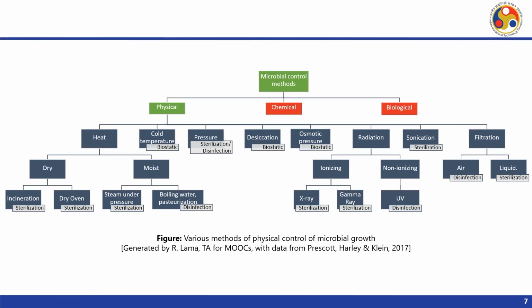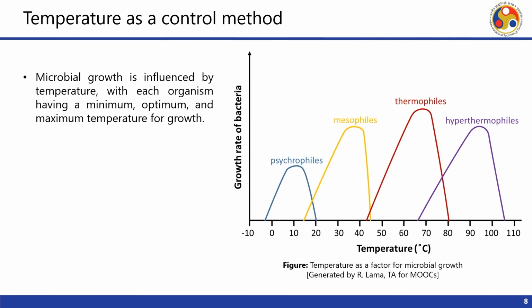Briefly, if we look into the overall methods that are employed for microbial control, they are physical, chemical and biological. Today we are discussing the physical methods of microbial control, which include heat, cold, then pressure, and the heat may be dry or moist, and then we have desiccation, radiation, sonication and filtration. So, let us start with temperature as a control method.